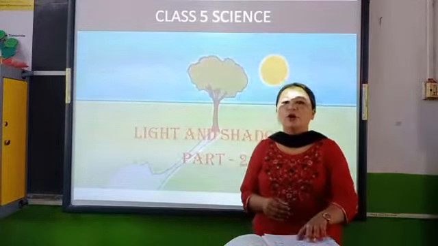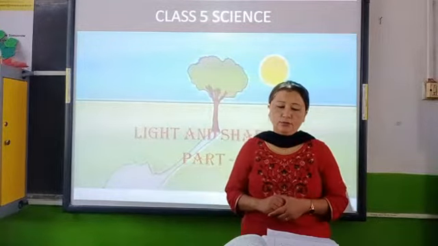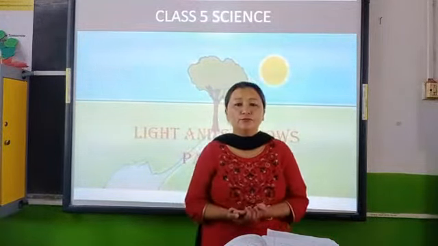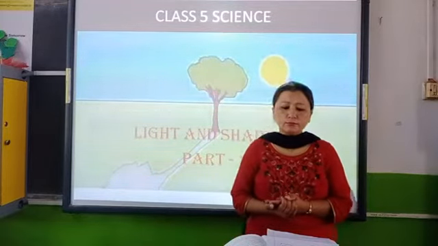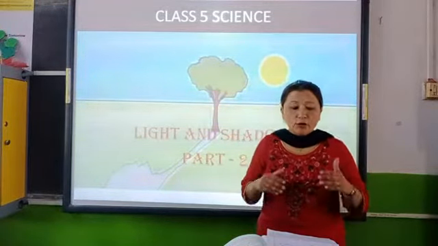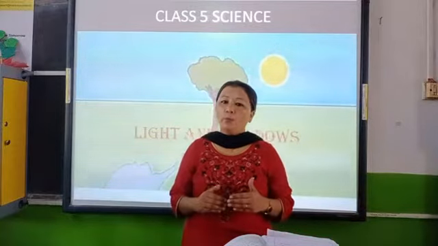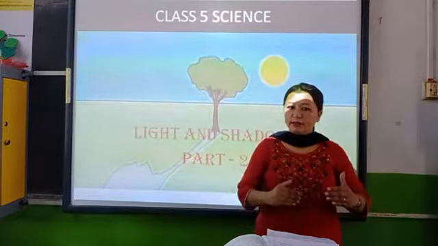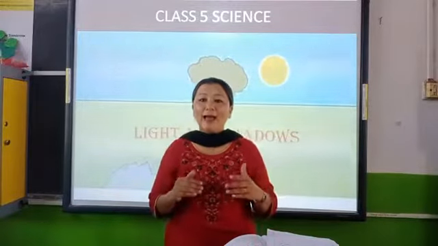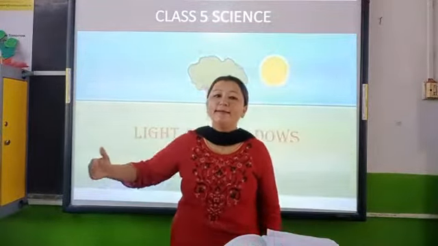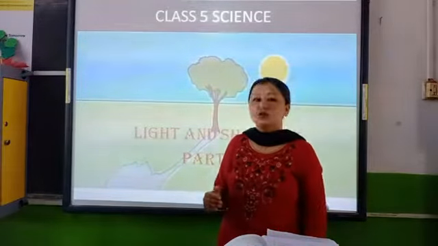Now, let's talk about shadow. So, what is a shadow? When light falls on an opaque object, light is obstructed and a dark patch on a screen kept behind is called a shadow.